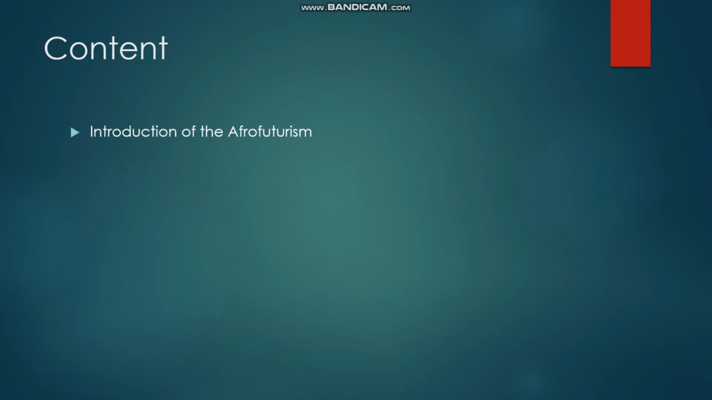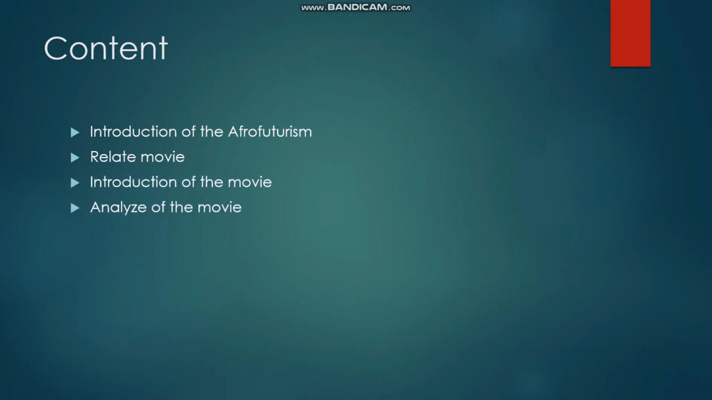First is the introduction of Africa Futurism, and the second is related movies, and next is the introduction of this movie, and then we will analyze this movie, like what that means for people or for society in reality. And finally, I will introduce a famous person named Sun Ra. So how is he famous? We will talk about it later.